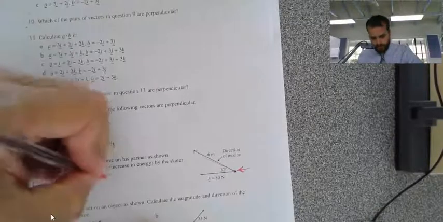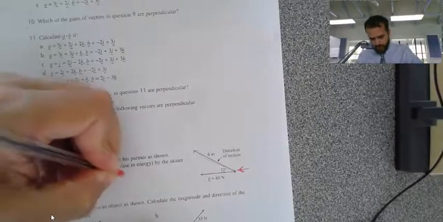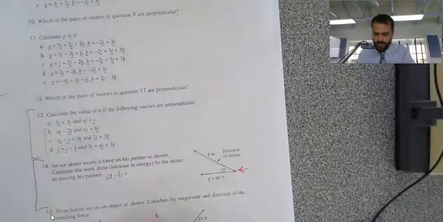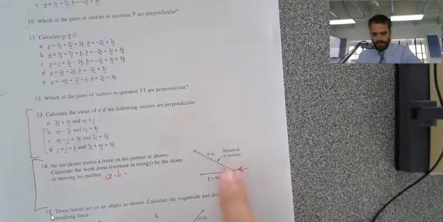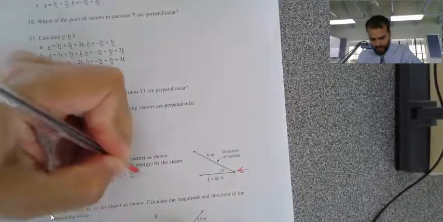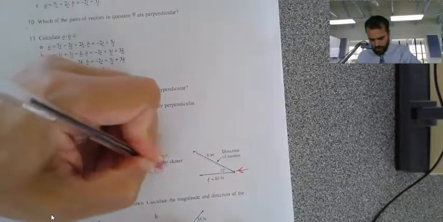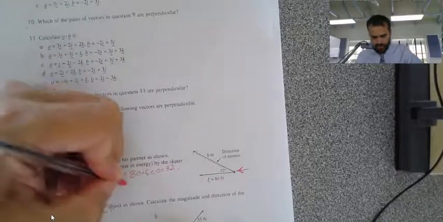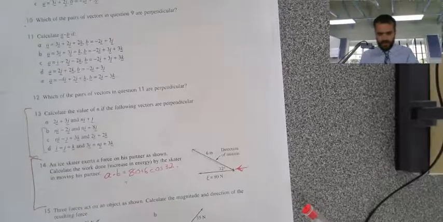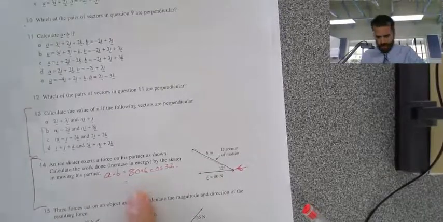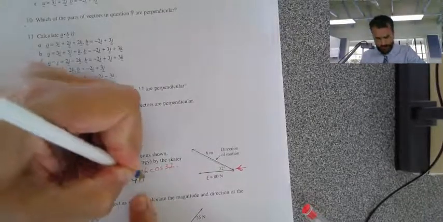So you'll remember you have two formulas for the dot product. One of them is the magnitude times magnitude times cosine of the angle. So 80 times 6 cosine 32. Calculator time. Alright, so the answer is 407.